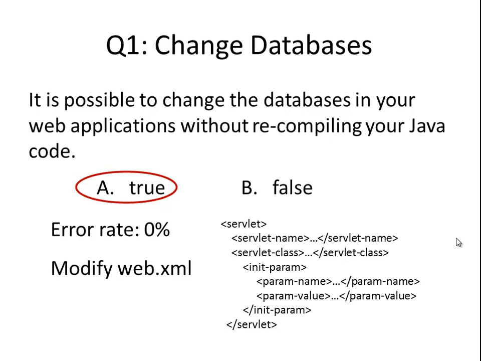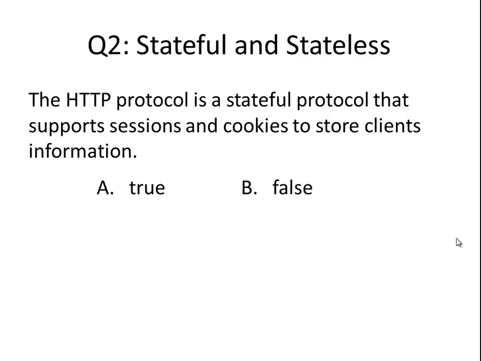All right. So we go to the next one. Question number 2 is related to a concept, stateful and stateless. So in class, I explained this concept. Answer B, false. HTTP protocol is not stateful. Error rate 24%. About 1/4 of the students missed this question. So it is not a low rate. All right. Let me explain it.